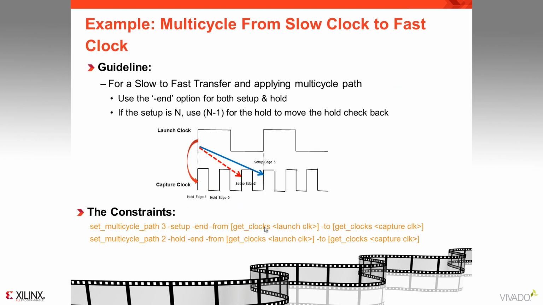For slow clock to fast clock multi-cycle path transfers, use the -end option to specify the setup and hold multi-cycles. You'll need to specify both setup and hold multi-cycle path constraints.